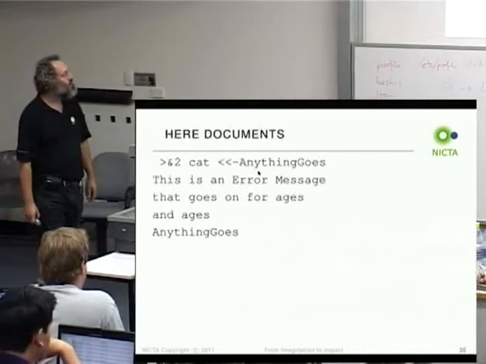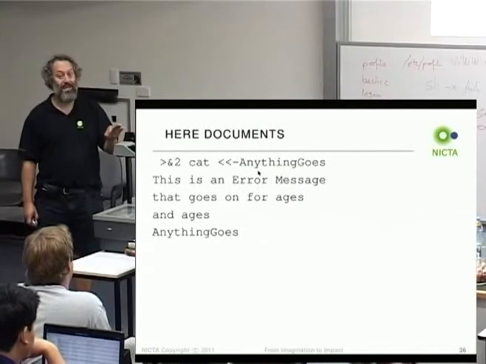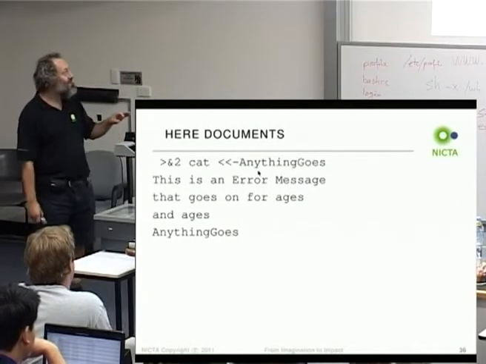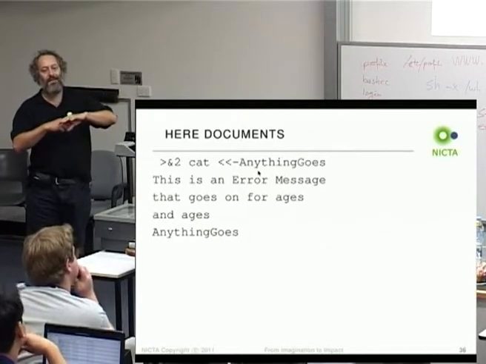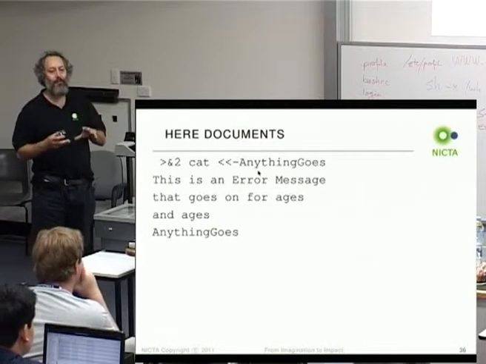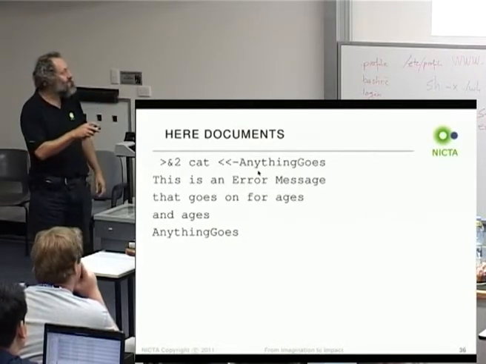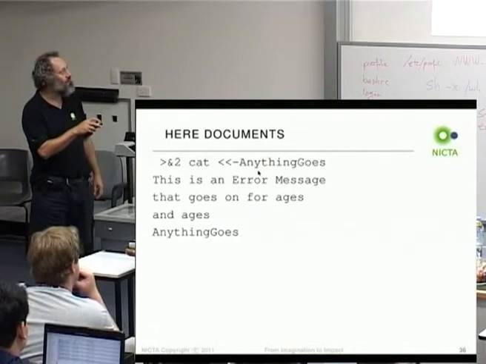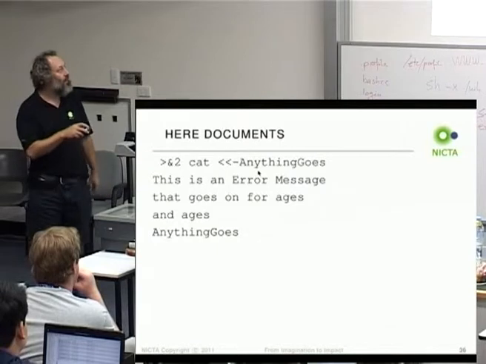Go back to here. So that's that one. So, here documents. We're running through this really fast. I'm expecting your brain to be exploding by the end of this. This is a way of getting stuff, a standard input, that's in line in your shell script. So, the double herringbone here marks the beginning of a here document.